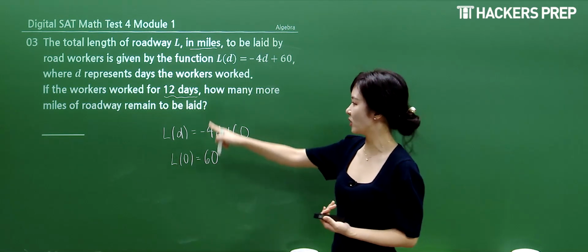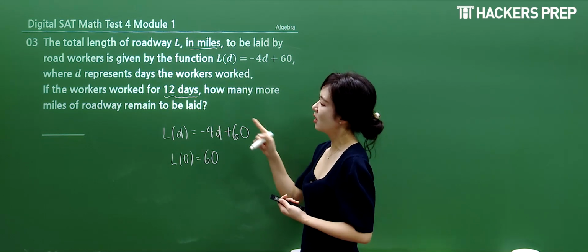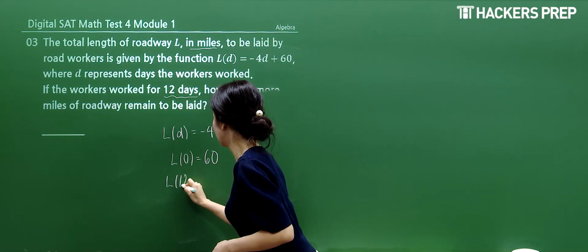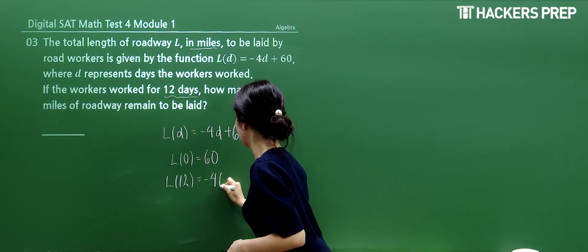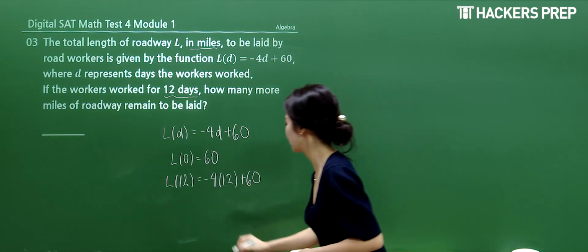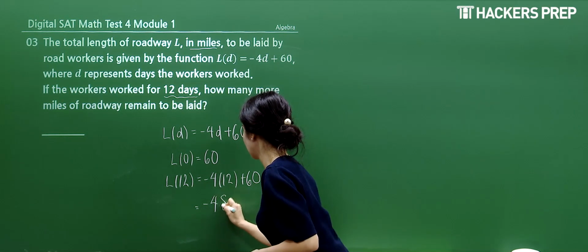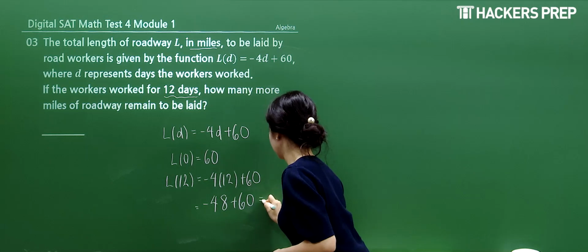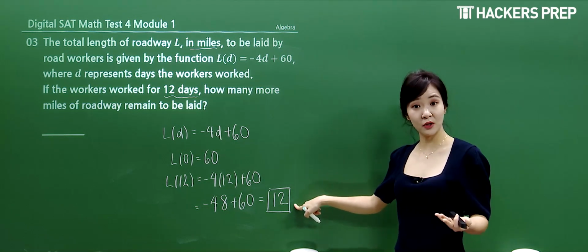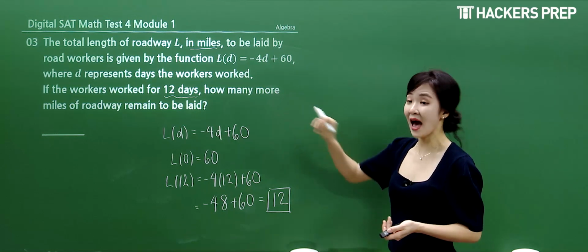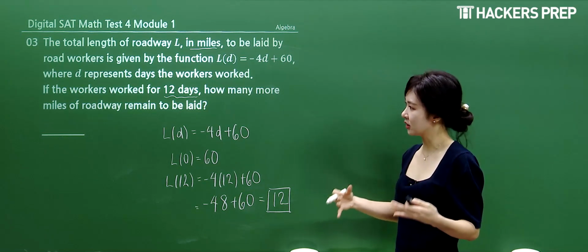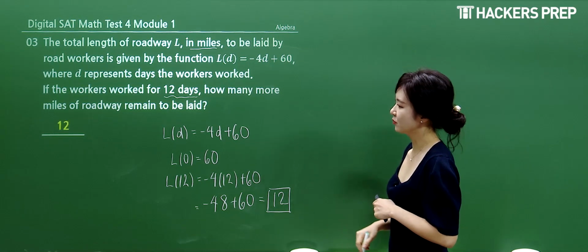Now let's try L of 12, because D represents the number of days the workers worked so far, and the question is asking us to find the number of miles of roadway remaining to be laid after 12 days. So keep on with the arithmetic. Okay, so that gives us a number, 12, which represents, at day 12, the remaining number of miles the roadway workers have to work to get their miles laid. It would be 12, which is the answer.